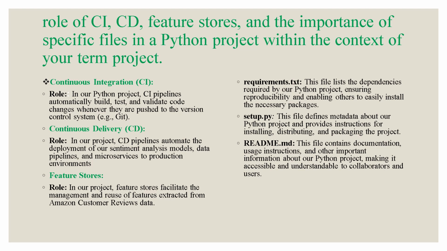Then we talk of the specific files. Mainly we have three: the README, the setup.py, and the requirements.txt. The requirements.txt is a file that lists dependencies that are required for the Python project. Then the setup.py file defines the metadata about the Python project and the instructions for installing and distributing packages. Then we have the README. The README contains the documentation, usage instructions, and important information about our project, like what your project is all about and what it's doing.